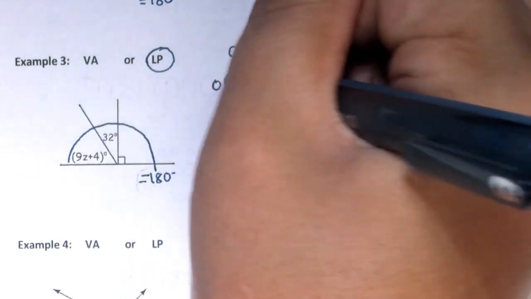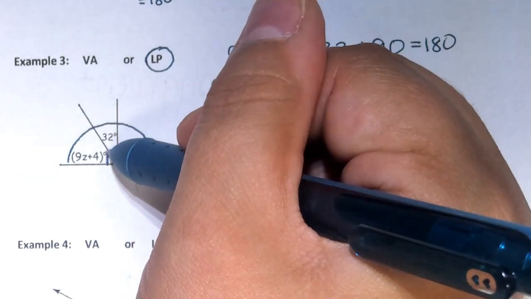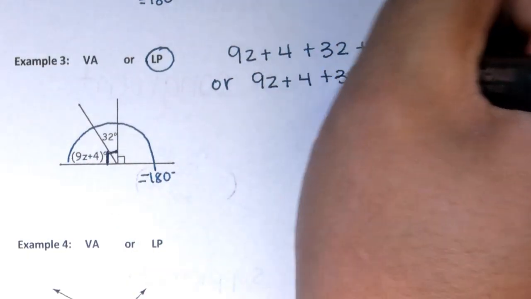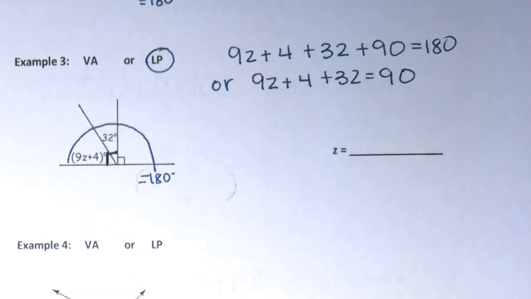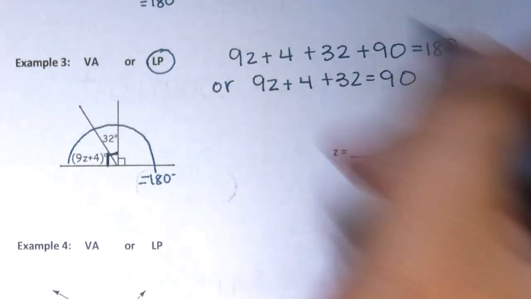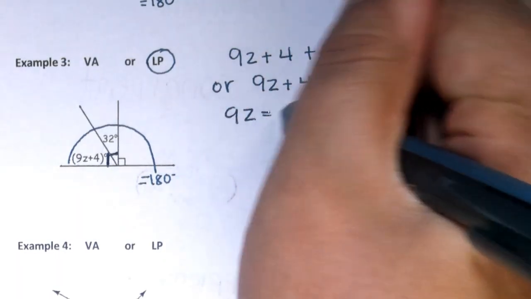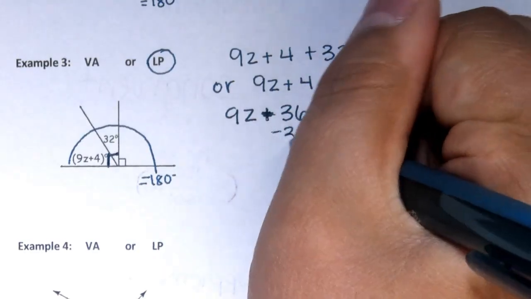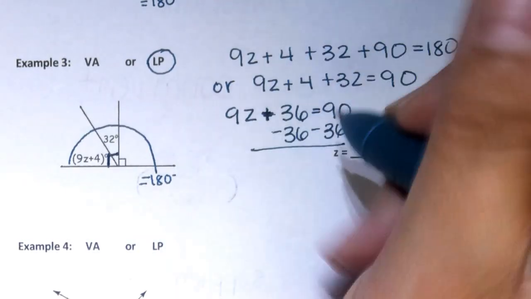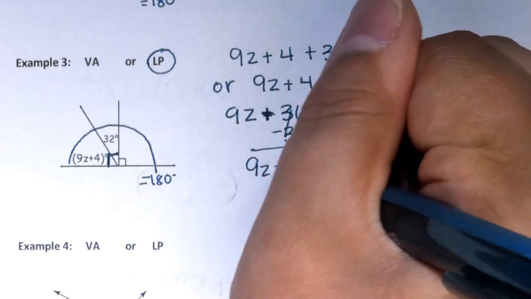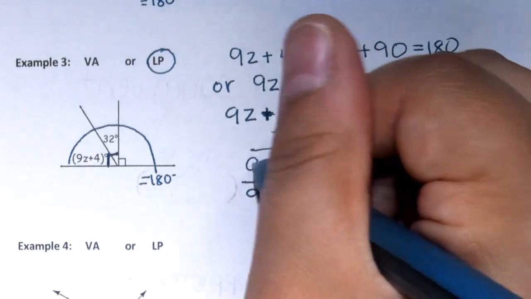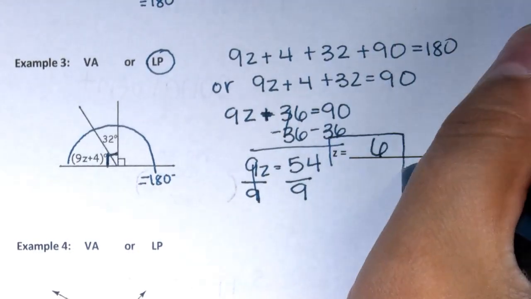Or this is what I did instead. Can't you just say, what do you know about these two right here? You could say 9z plus 4 plus 32 equals 90. Either equation, you're going to get the same answer. So I'm going to end up getting 9z plus 36 equals 90. If I subtract 36 from both sides, I get 9z equals 54. Divide by 9. What is 54 divided by 9? So my z is 6.